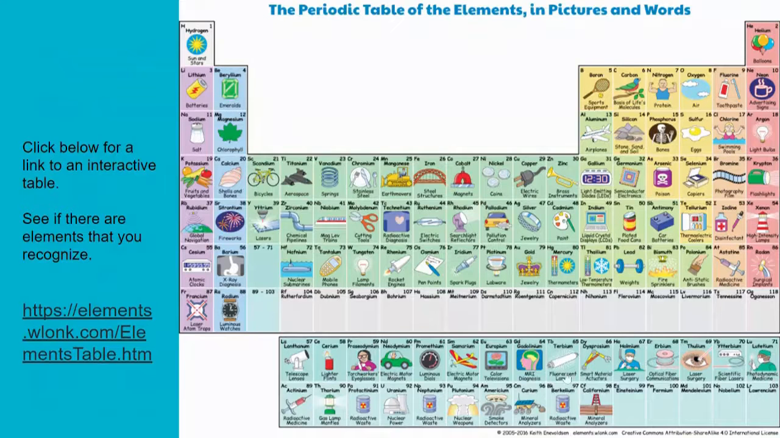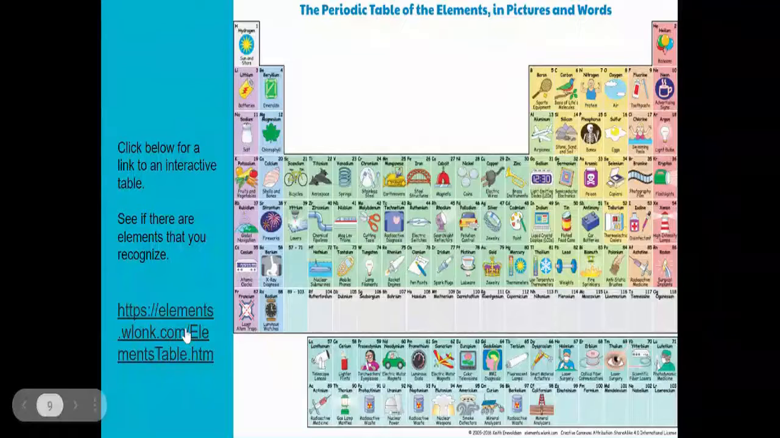If you click this link, which I encourage you to do, it has a really cool interactive periodic table. You click on oxygen and it will tell you about oxygen, where we find it. It's found in air, and it will tell you its atomic number, which is that number up here.